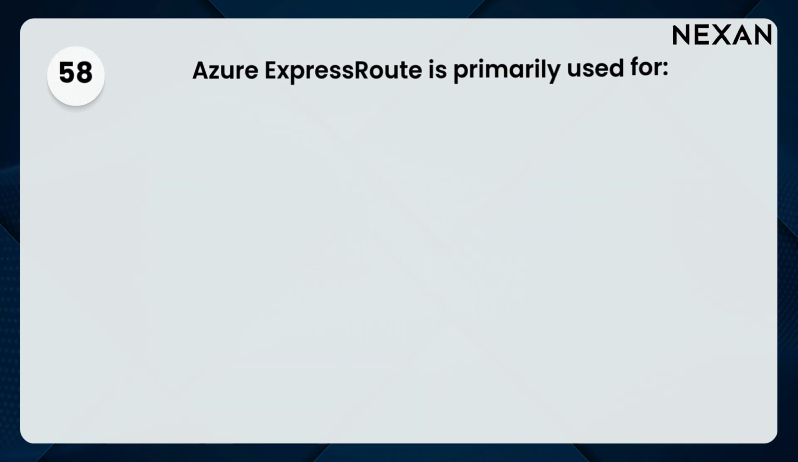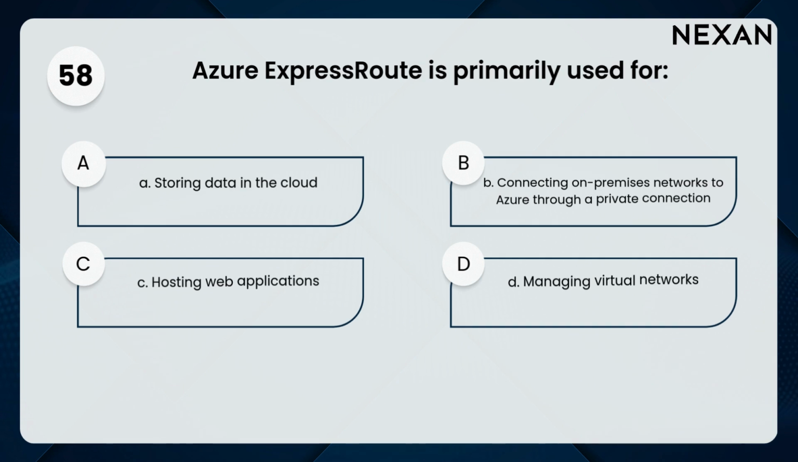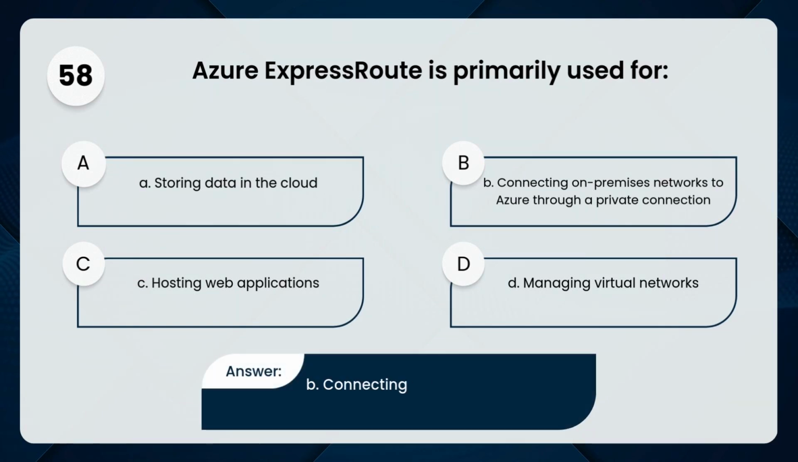58. Azure ExpressRoute is primarily used for A. Storing data in the cloud, B. Connecting on-premises networks to Azure through a private connection, C. Hosting web applications, D. Managing virtual networks. Answer: B. Connecting on-premises networks to Azure through a private connection.